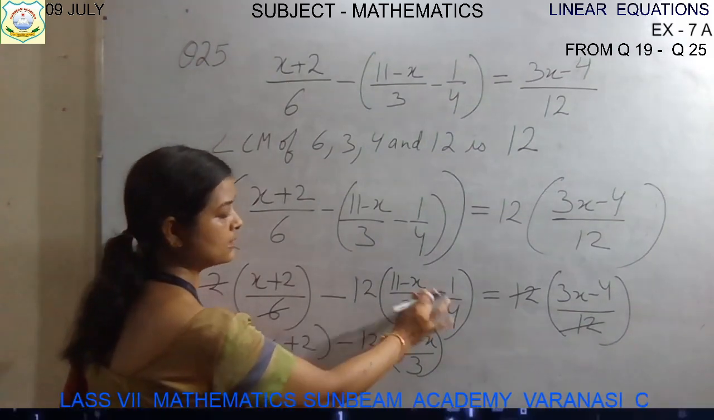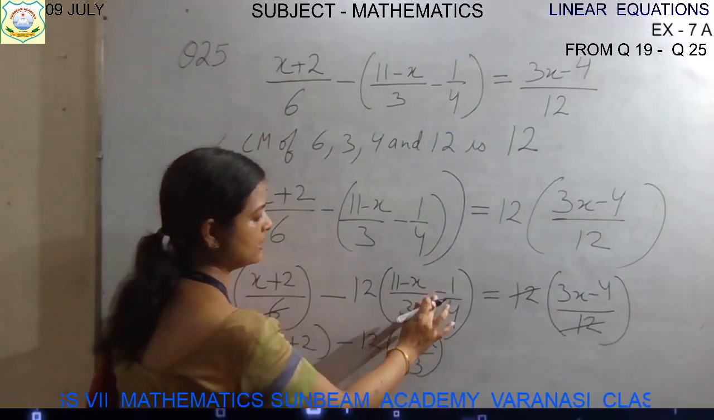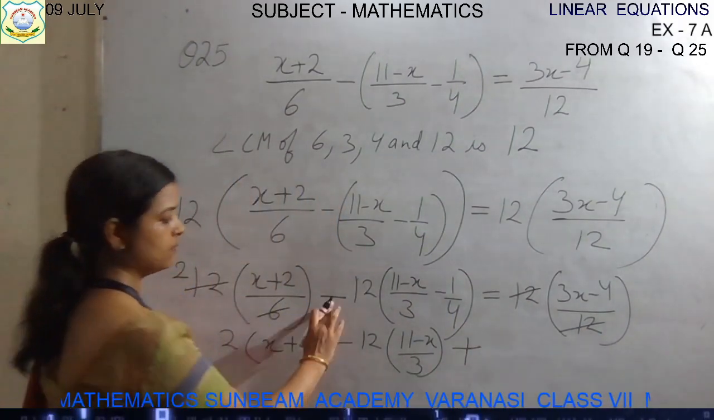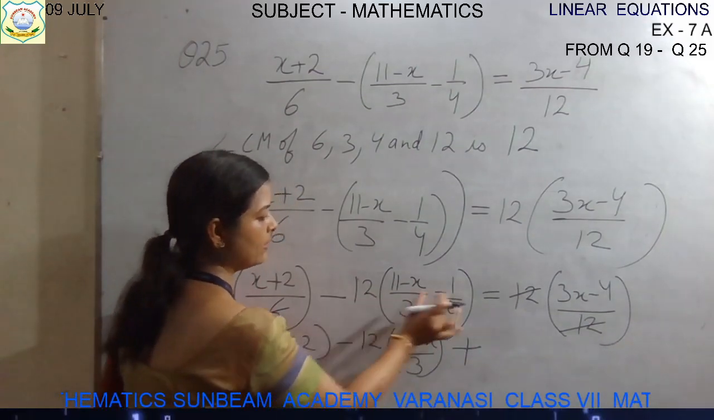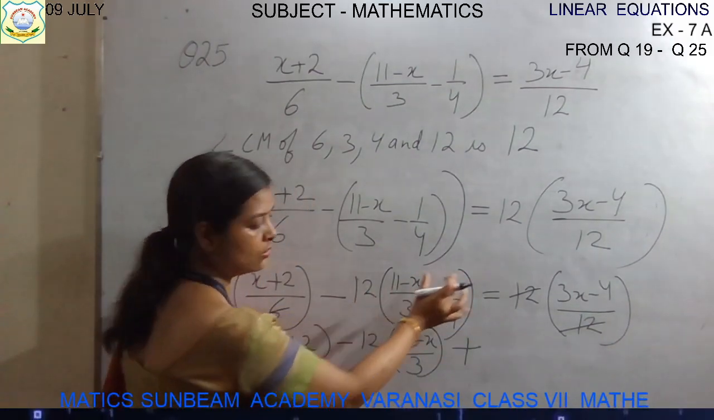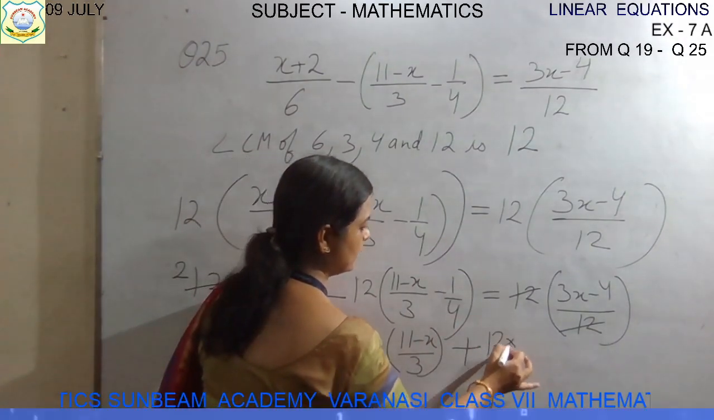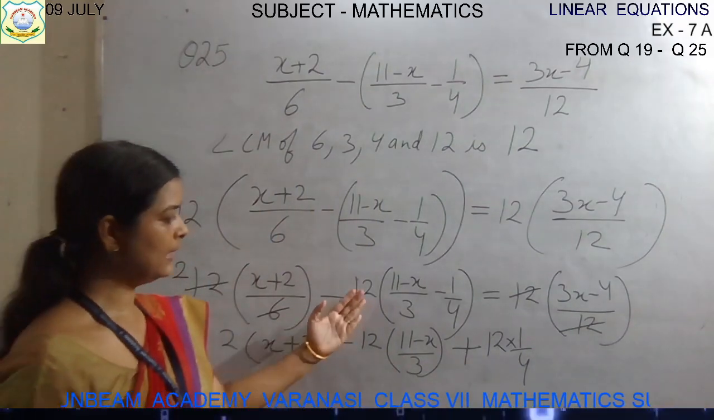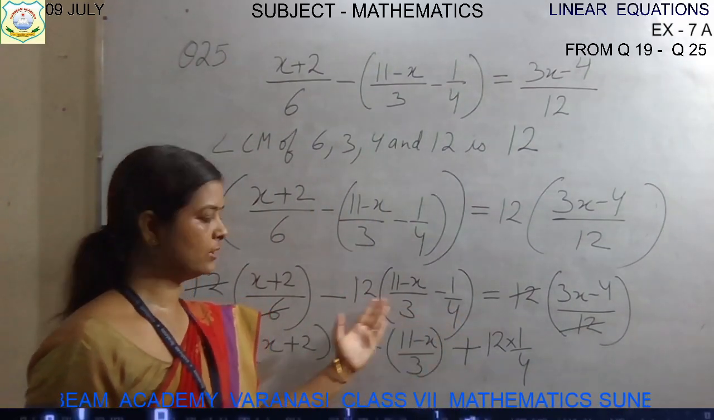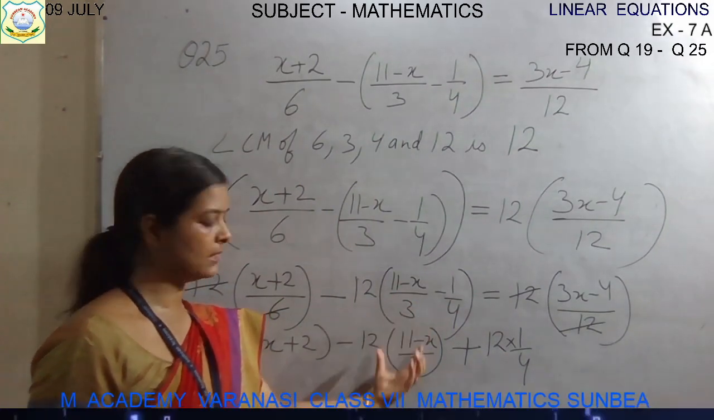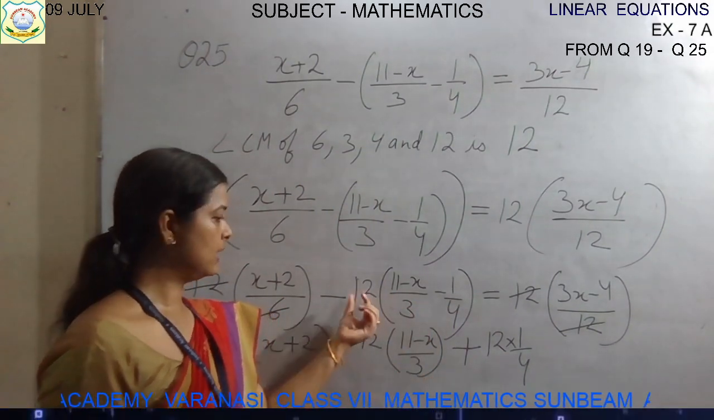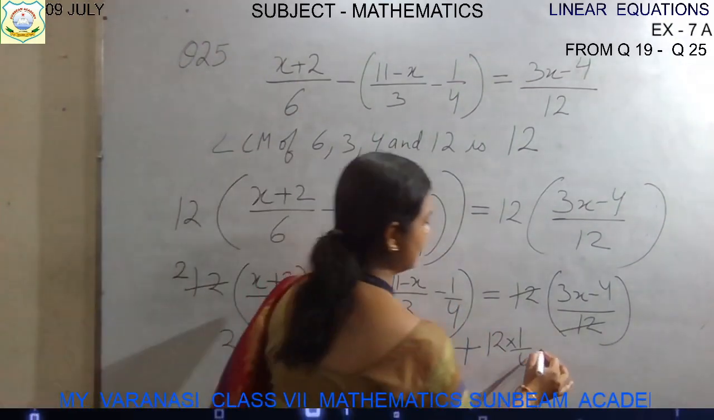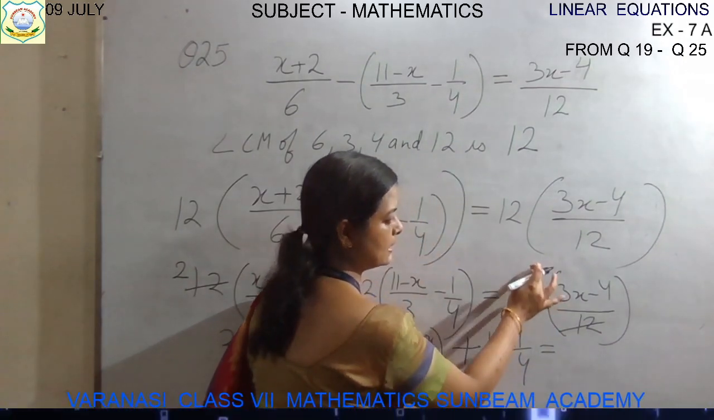Then minus, minus. Children, minus, minus will become plus. Signs are same, plus will come. Plus 12 into 1/4. So write down 12 into 1/4. We have multiplied this 12 further inside the bracket. First 12 will multiply with (11 − x/3). We have to keep it in a bracket. And then 12 will multiply with 1/4. And on the RHS side, what is left? Nothing. 1 is there outside the bracket.